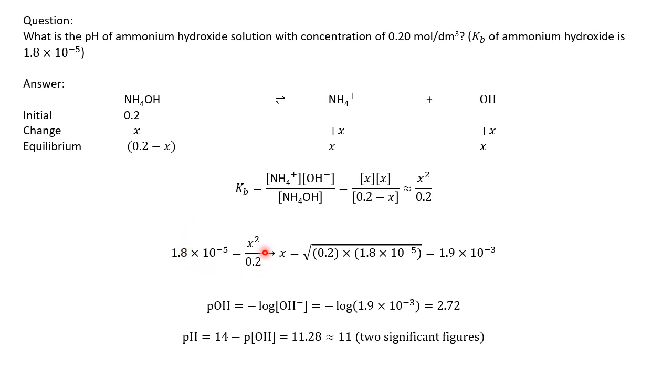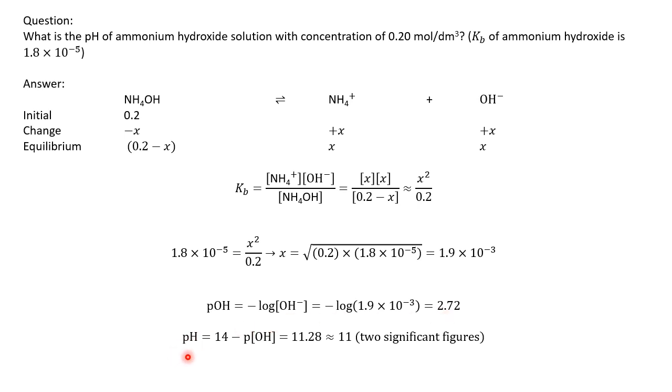We can rearrange this term as x is equal to the square root of 0.2 times 1.8 × 10⁻⁵, and this is equal to 1.9 × 10⁻³. The pOH of the solution is basically minus log of hydroxide ion concentration, and in this case it is minus log of 1.9 × 10⁻³, which is 2.72.